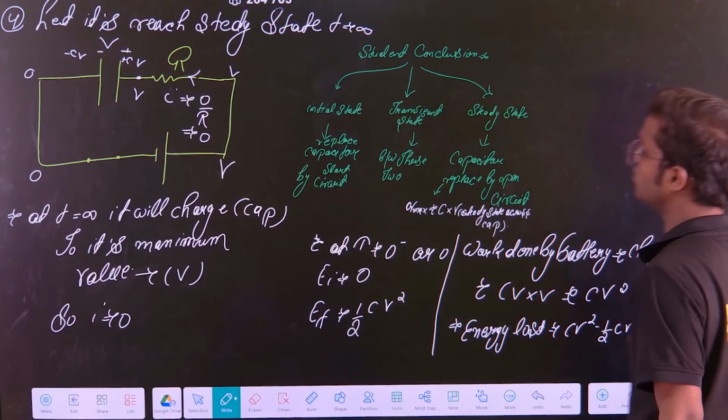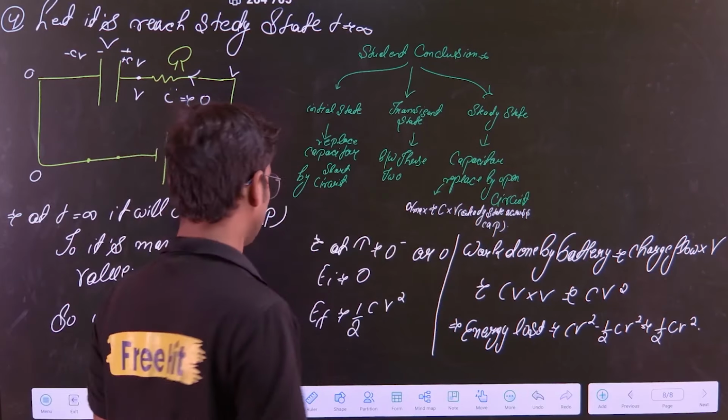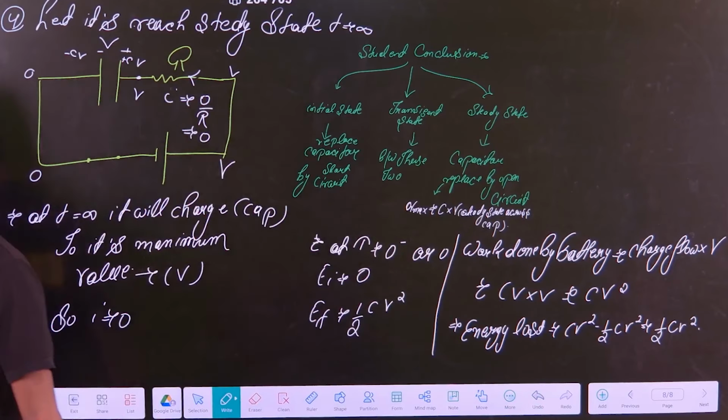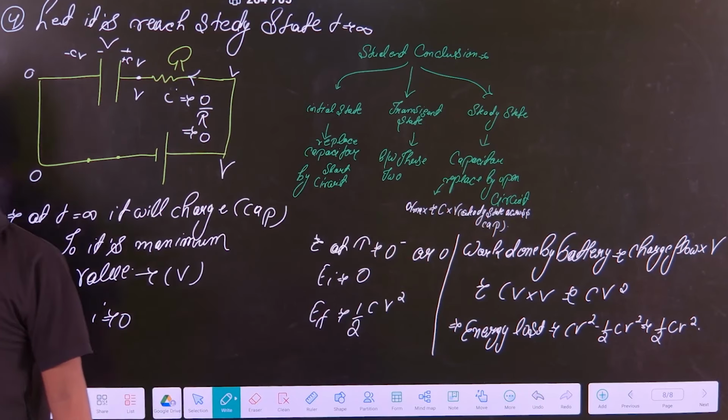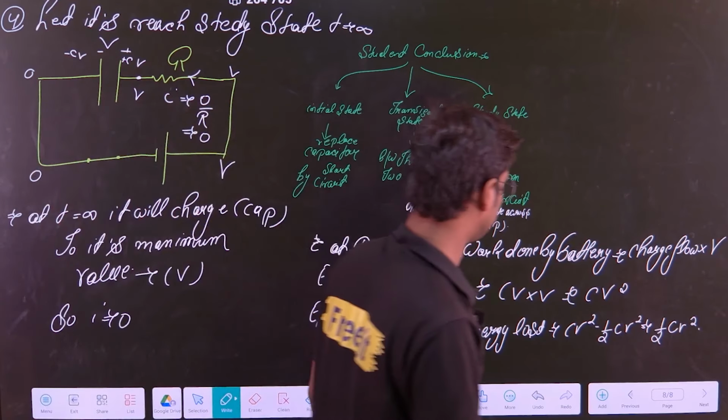Are you getting my point? Why? Because it will become completely charged now, the current is zero. So what is the meaning of resistor then? Resistor is only valid when there is a current. If there is no current, then can you tell me what is the meaning of resistor? No meaning of resistor, correct? Okay.